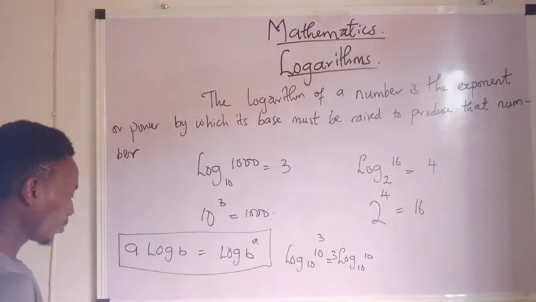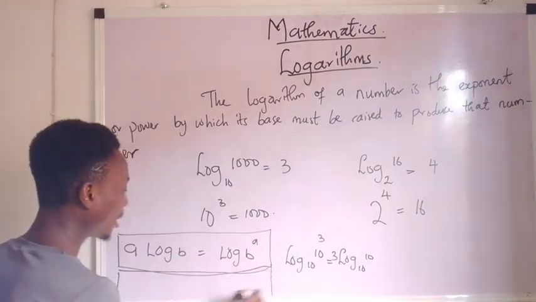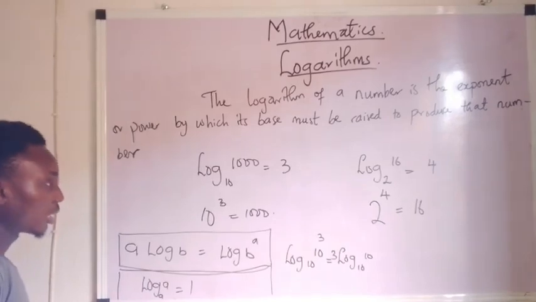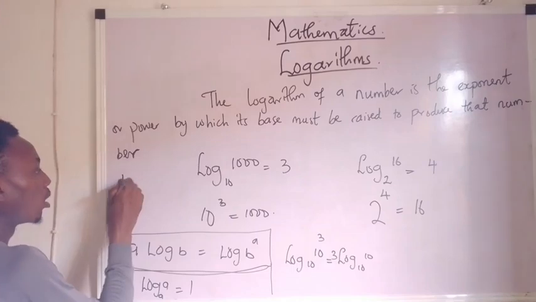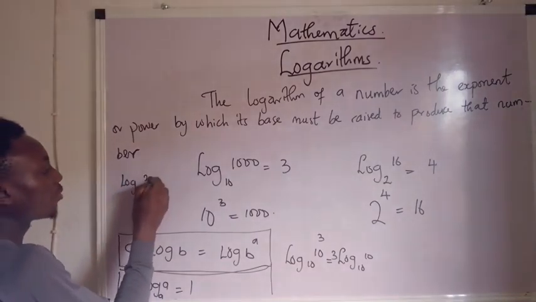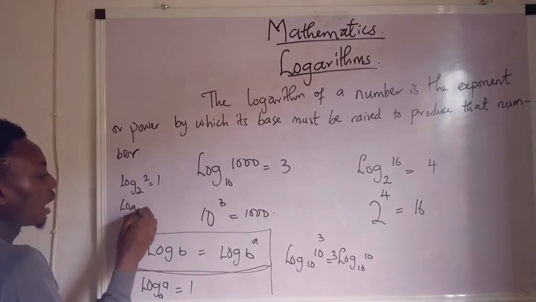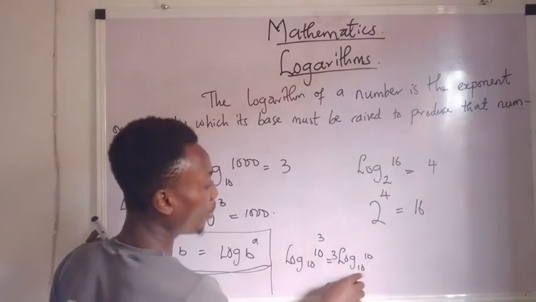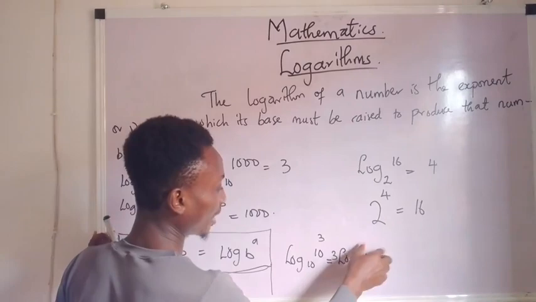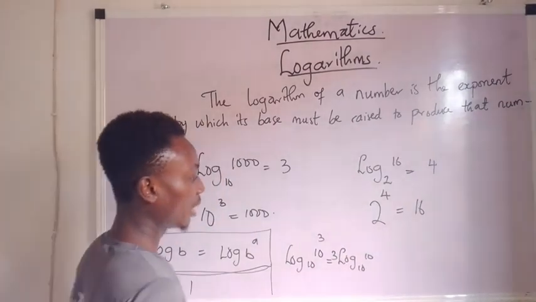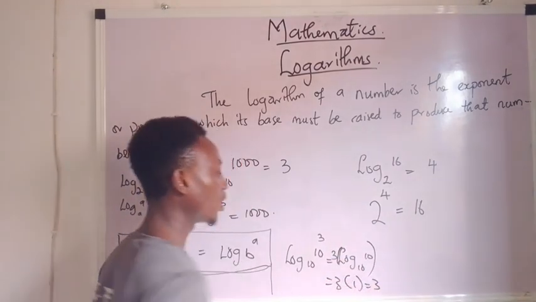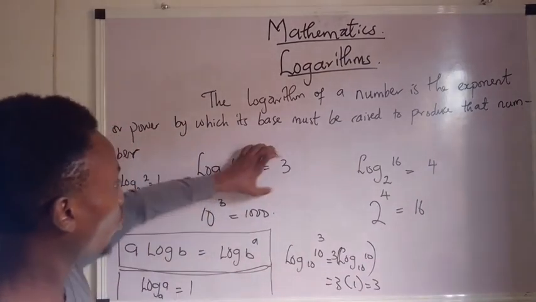Now, another law of indices states that log with a base of A to the power of A gives us 1. So it means log 2 power 2 will give us 1. Log A power A will give us 1. And so log 10 power 10, log to the base 10 and power 10, would actually give us 1. Now this 3 is multiplying this, right? So 3 times 1 will give us 3. And that's how we can get this answer.